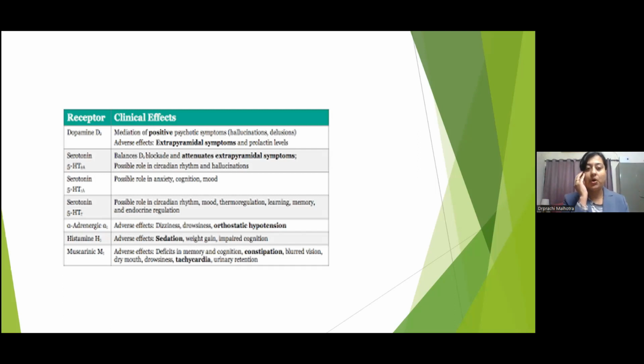And when it blocks alpha adrenergic receptors, it causes dizziness, drowsiness, and orthostatic hypotension. When it blocks histamine receptors, it causes sedation, weight gain, and impaired cognition. And when it blocks muscarinic receptors, as we all know, it will cause constipation, blurred vision, dry mouth, drowsiness, tachycardia, and urinary retention.